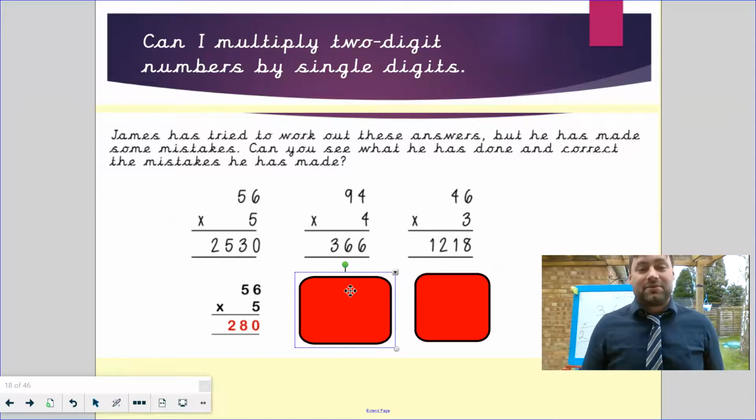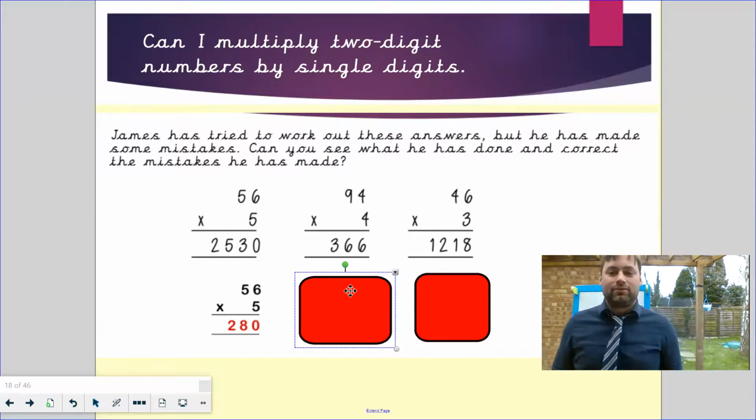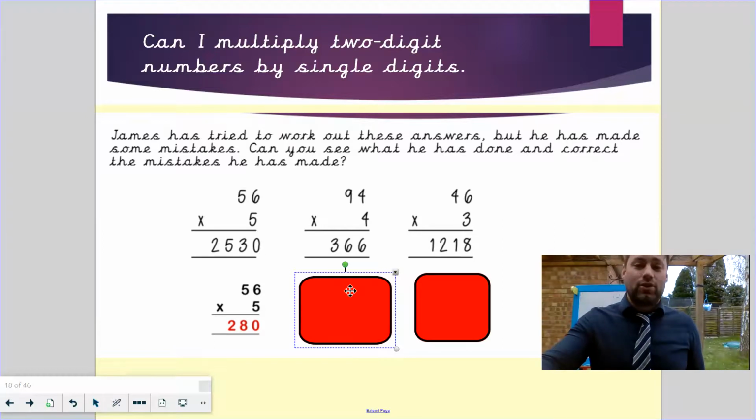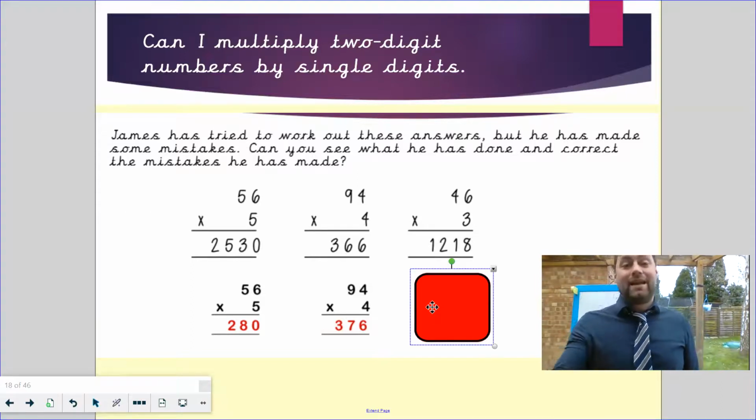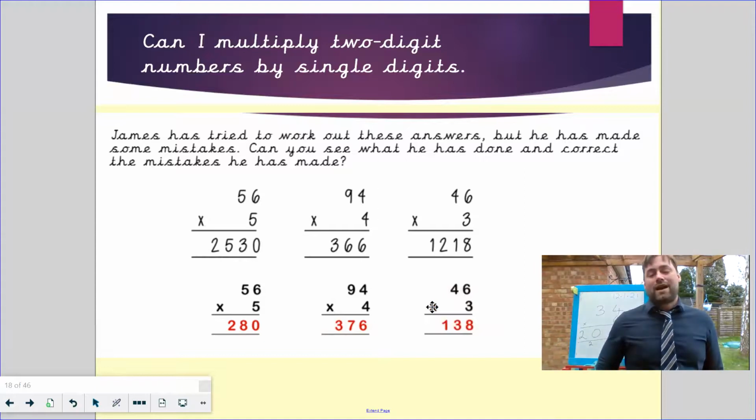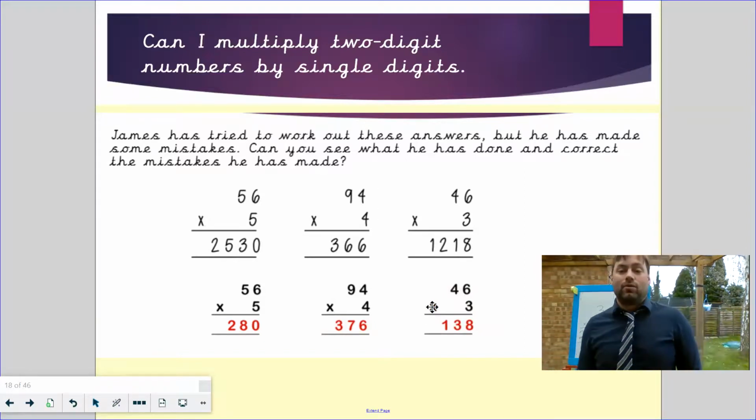In the next one here, he's done 4 times 4, which is great, which gives him 16, and then he's done 9 times 4, which is 36. Doesn't seem anything wrong there. However, he's forgotten to carry the exchange over and add on that extra 10. So that's still wrong there. And again, for the last question, he's done exactly the same as he did in the first one. He's forgotten to exchange the ones over to the tens column. So you just got to be careful when you do that.